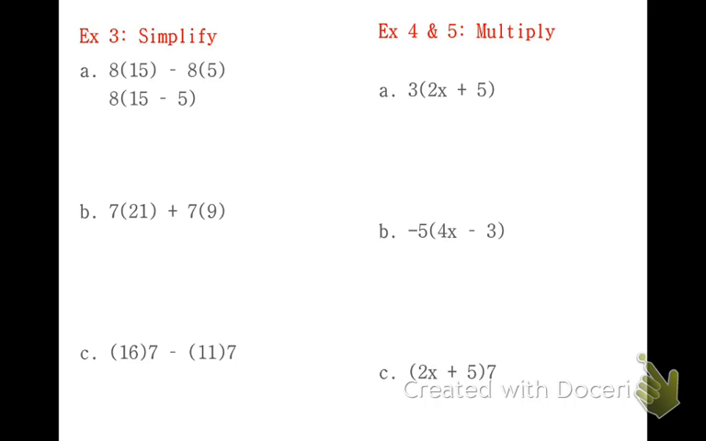And then you take the two numbers that are not in your parentheses, like 15 and 5, and you put the sign that they have. So you would say 15 minus 5. And then you go 8 times 15. And 8 times 15 is a number.